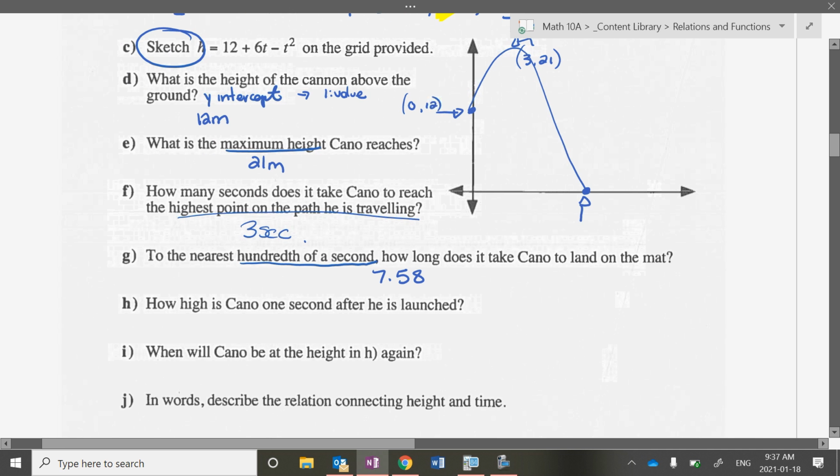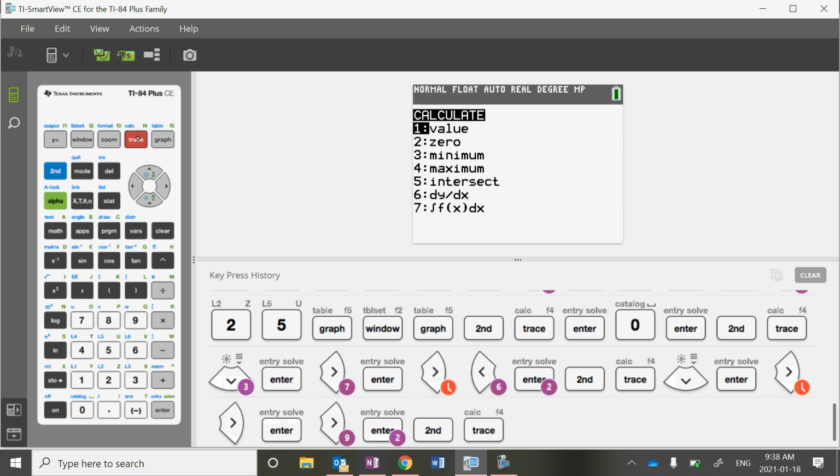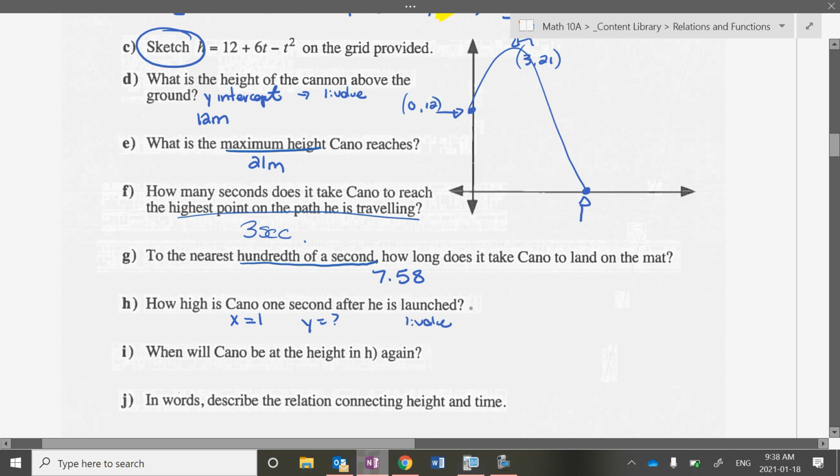How high is the cannonball 1 second after he's launched? In this question, it's saying if x is equal to 1, what is y equal to? That's when we're going to use our value again. Second trace, value, x equals 1, y is 17. So he's 17 meters up in the air after a second.